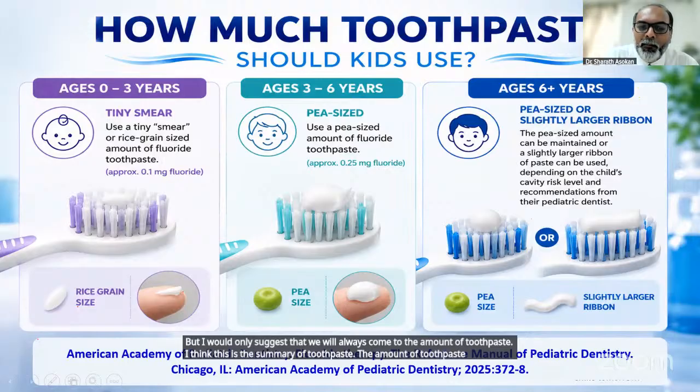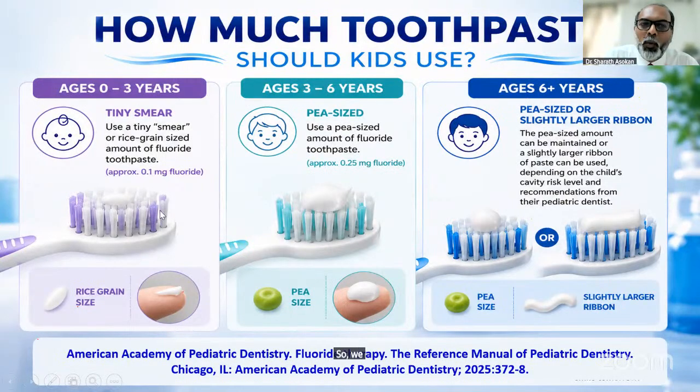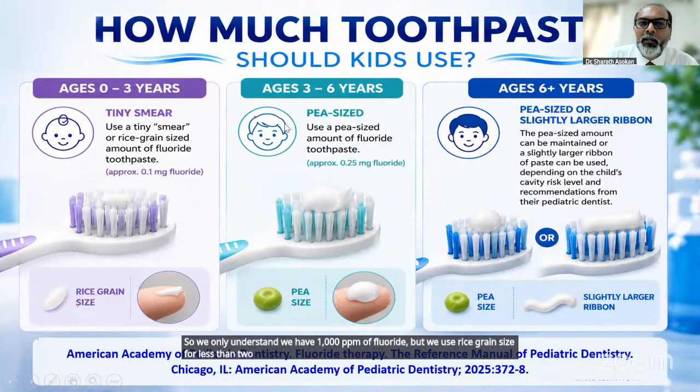This is from the American Academy of Pediatric Dentistry and from the IAPD, the International Association of Paediatric Dentistry, which sets the gold standard rules for entire pediatric dentistry. So we use 1000 ppm of fluoride, but we use rice grain size for less than 2 years or 2 to 3 years. And then for 3 to 6 years, it is pea-sized or half a pea-sized. And above 6 years, it is pea size or a slightly larger ribbon.